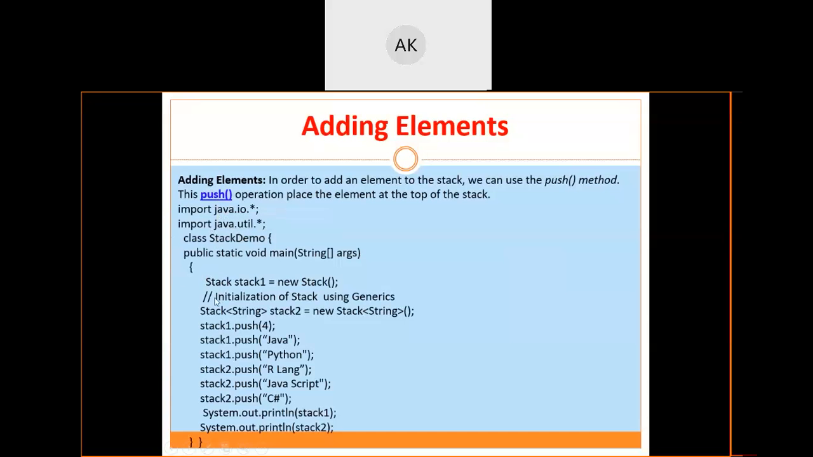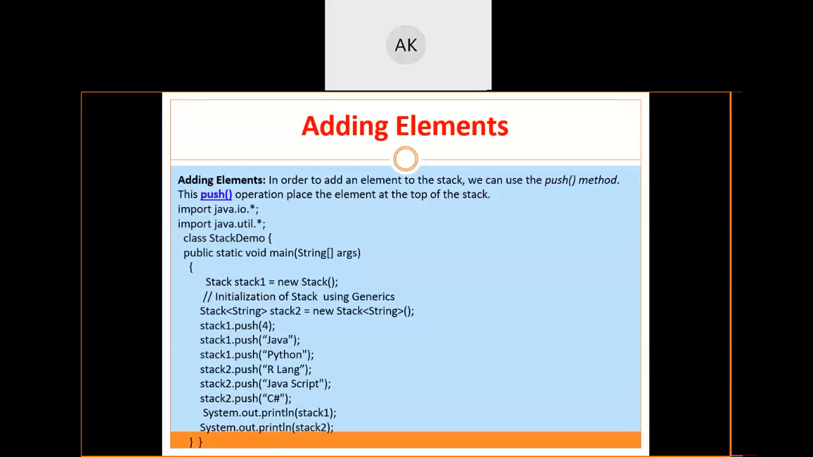So in this particular example, what I did is I just created the object, that is stack1, and I called the constructor of the stack in order to initialize the stack class. And the moment I create the object for the stack class, I can use this push method in order to push the different elements into the stack, right? The second thing is that whenever we are creating the stack, we can define the type of stack which we want to create, right?